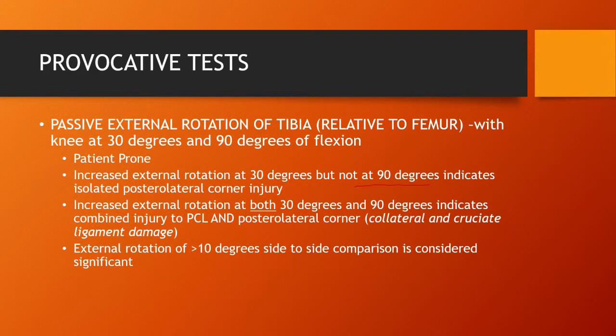And the distinction between these two tests is that when you have increased external rotation at the 90 degree position, that suggests a more serious and severe injury. It suggests a combined injury that would qualify the examinee for the highest permanent impairment rating. Okay?